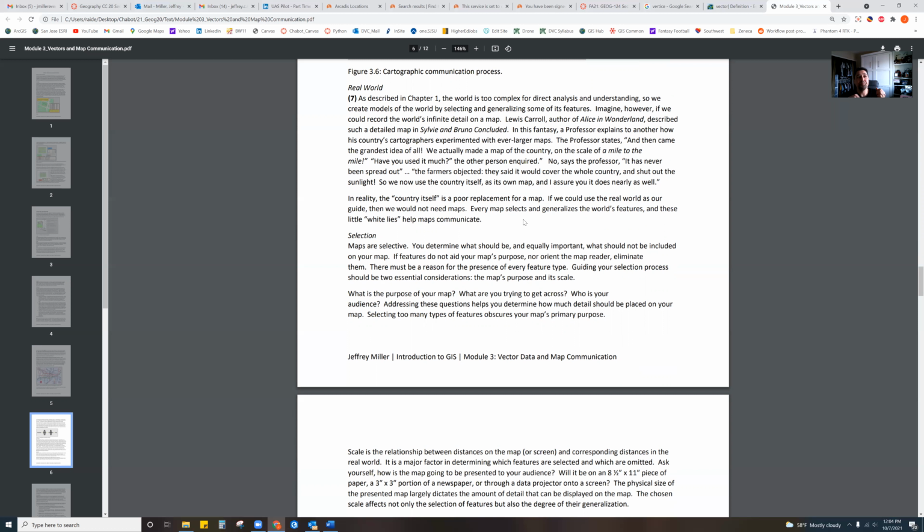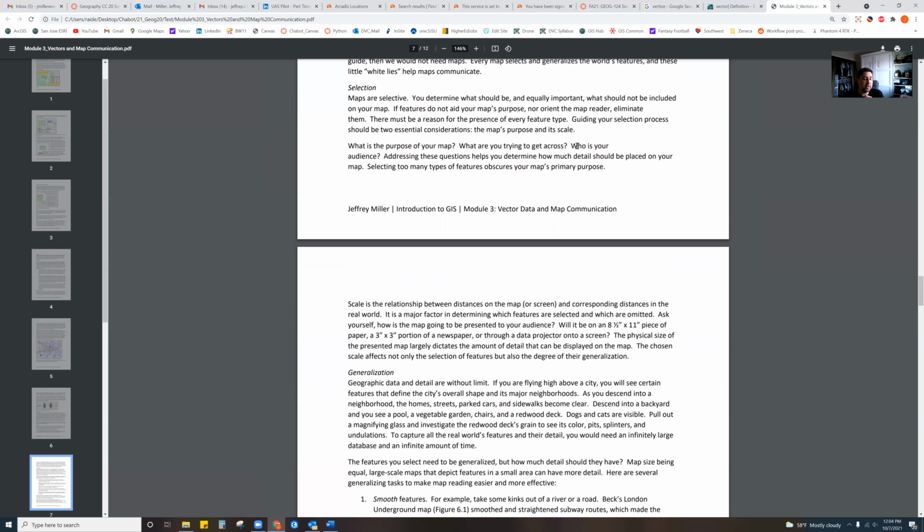So scale means how big the map is and how big the things on the map actually are as well, right? How much detail is there? So again, what is the purpose of the map? What are you trying to get across? Who is the audience? I ask these types of questions to myself all the time when I am in the map development process or mode. These types of questions have to come up. Otherwise, the map communication will probably end up being poor, right?